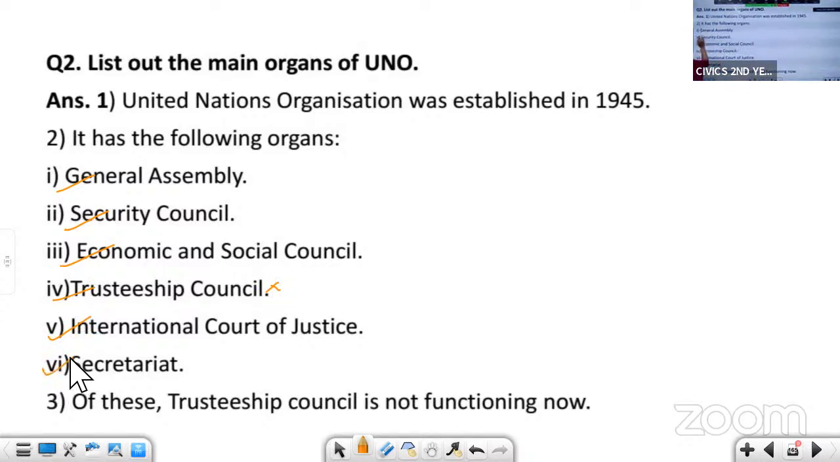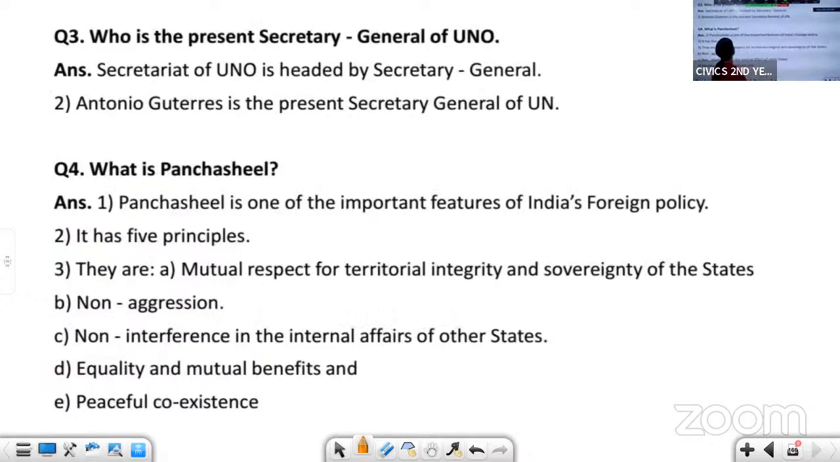So General Assembly is the legislature, Security Council and the Economic Social Council, they are the executive organ. Judiciary, we have International Court of Justice, and Secretariat is the administrative organ. Only these 3 points, if you are writing, you will get 2 marks. Organs of UNO. You can expect this question.